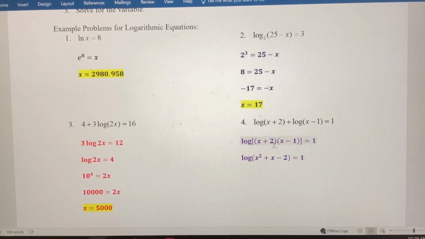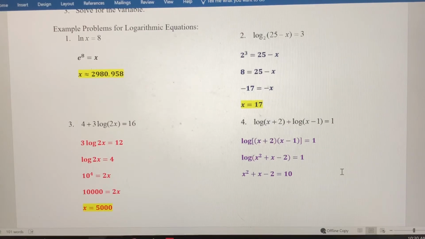Okay, next thing I want to do, I want to multiply these two binomials. I get x squared plus x minus 2. Now I've got the logarithm in simplest form over here, isolated by itself. So let's rewrite in exponential form. So I get 10 to the 1st power, which is over here, equals this quadratic trinomial. Okay? So now we've got a quadratic equation that we have to solve.